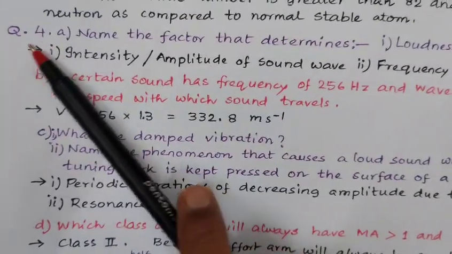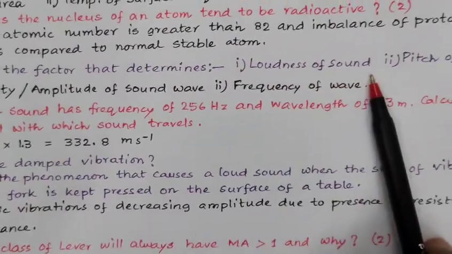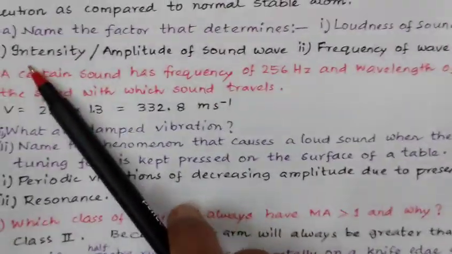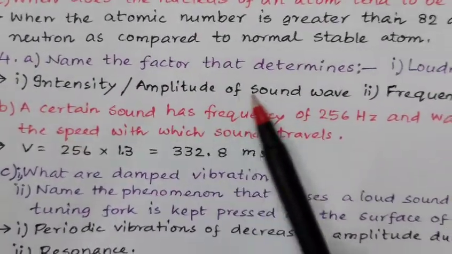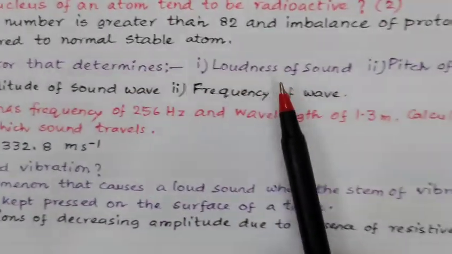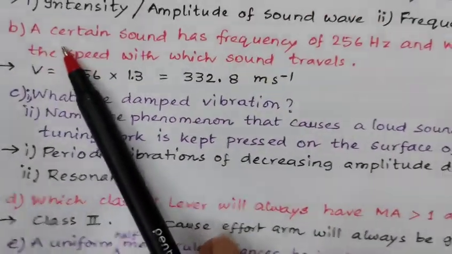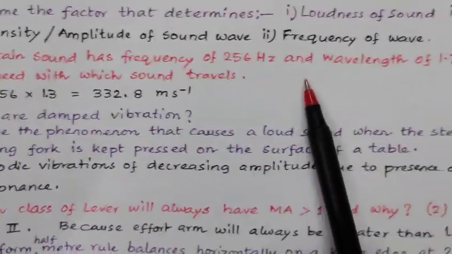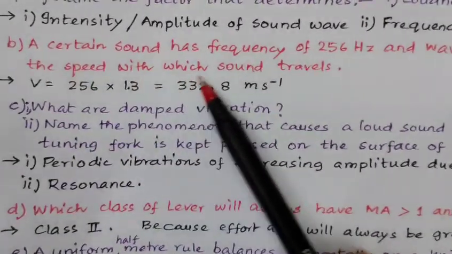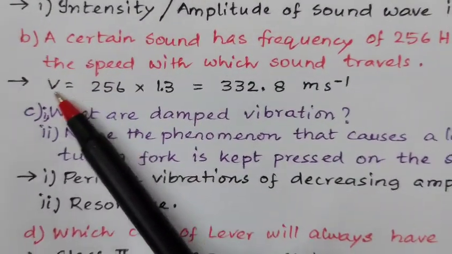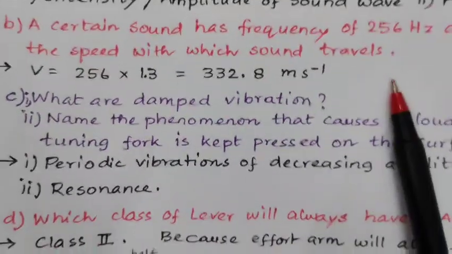Now coming to question number 4. Name the factor that determines loudness of sound and pitch of the note. The factor that determines the loudness is intensity or amplitude of sound wave, and the pitch depends on frequency of the wave. B. A certain sound has frequency of 256 Hz and wavelength of 1.3 meter. Calculate the speed with which the sound travels. Now see the speed. V is equal to 256 into 1.3, that is 332.8 meter per second.